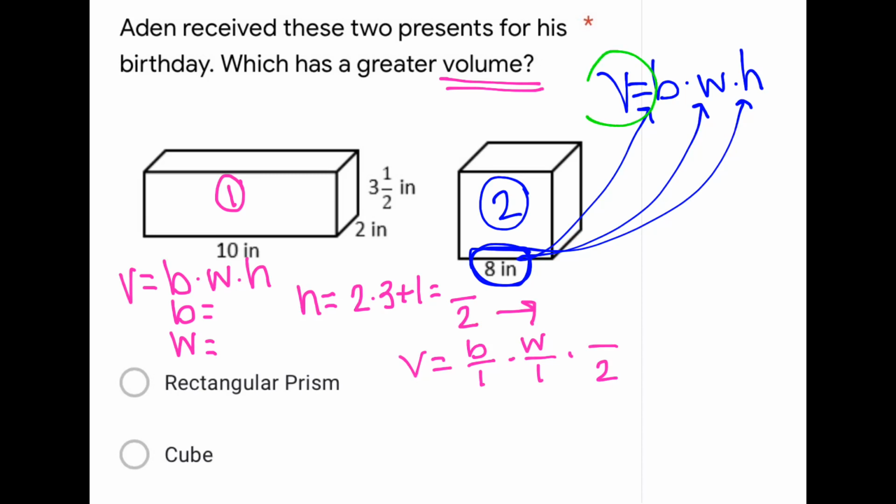Finally, you are going to compare this volume with this volume to find the greater or bigger volume. Whichever one is bigger is the one you are going to mark. Number 1 is the rectangular prism. Number 2 is the cube. Check whichever one is greater.